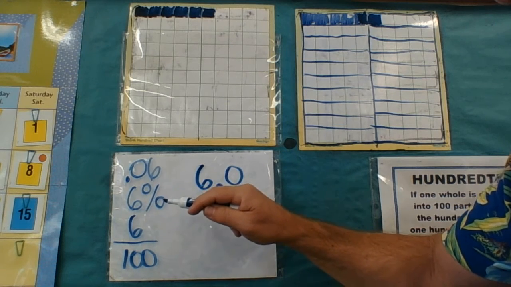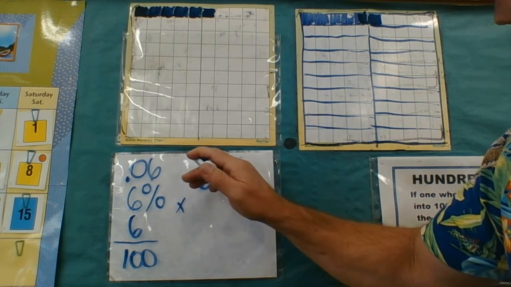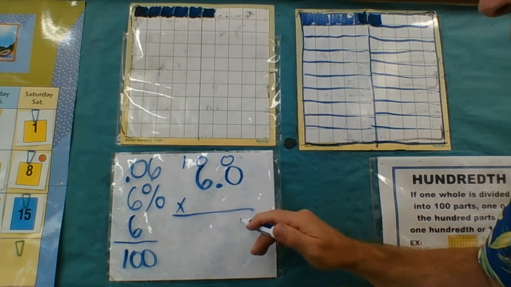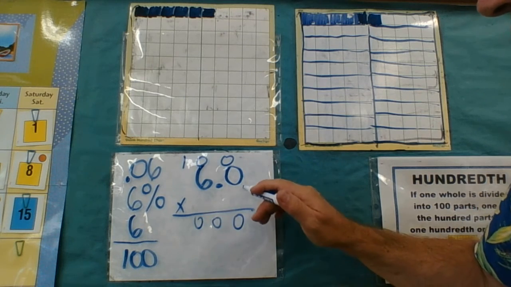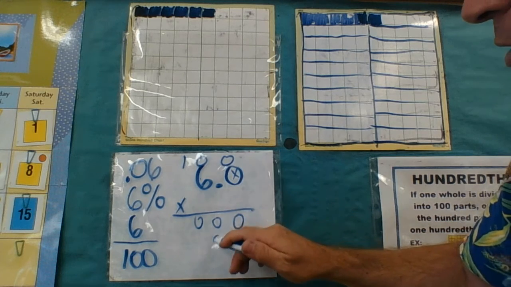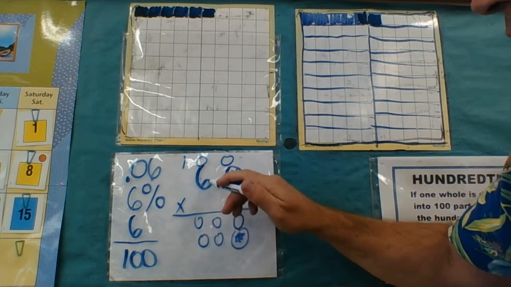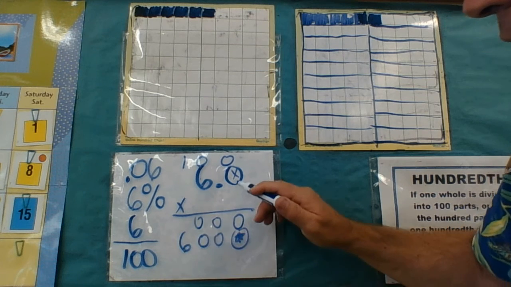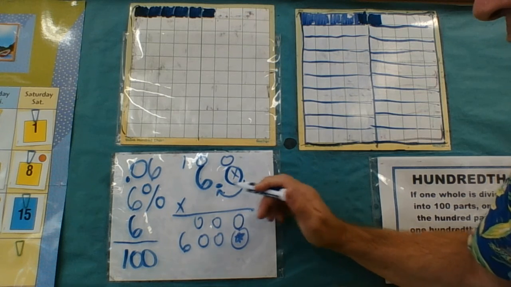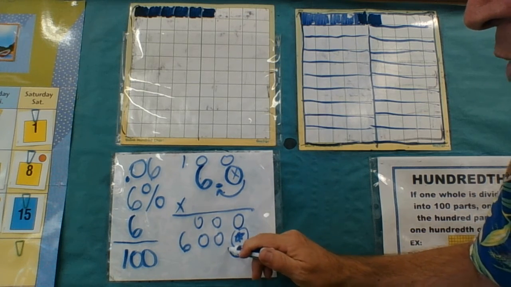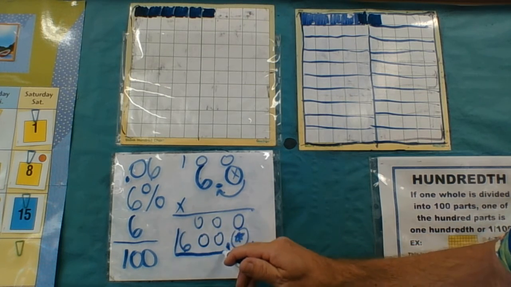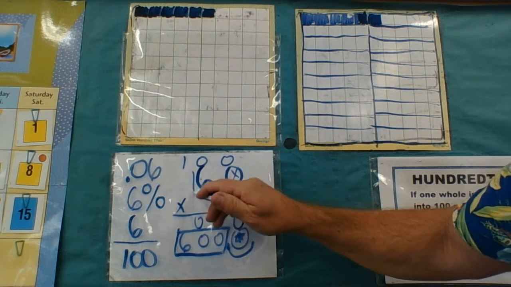So now let's do the same thing. I have 6.0 and I'm multiplying it times 100. 0 times 0 is 0. I do my placeholder. 6 times 0 is 0. 6 times 0 is 0. And 6 times 1 is 6. And how many decimal points is the 1 over here? It's 1 place value over. So I move it 1 place value over in my answer. Now look at this. 600 versus 60.